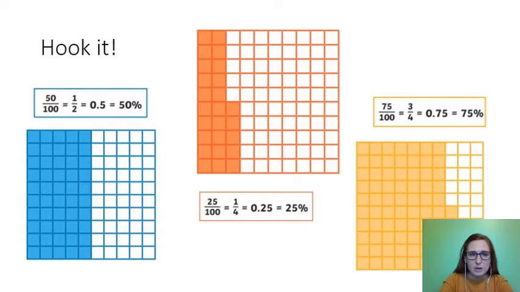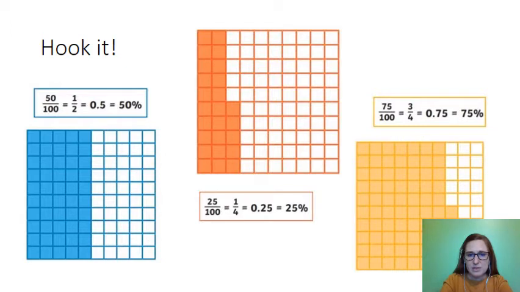So here's our hook it. Let's remind ourselves that a percentage is simply out of 100. So in this blue diagram, you've got 50 out of 100 coloured in. That's half of them coloured in. 50% is 50 out of 100, the same as a half. So if you're finding 50%, you can find a half. To find a half, you divide by 2. You could say you divide by 2 and multiply by 1, but that's exactly the same.